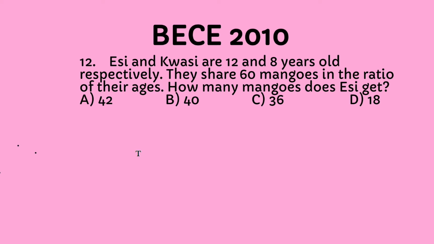Question 12. BECE and QUESE are 12 and 8 years old respectively. They share 60 mangoes in the ratio of their ages. How many mangoes does AC get? So first off, we're going to find the ratio of their ages, that is the ages of AC to QUESE. AC is 12 and QUESE is 8. 12 to 8, when we reduce it, is going to be 3:2.